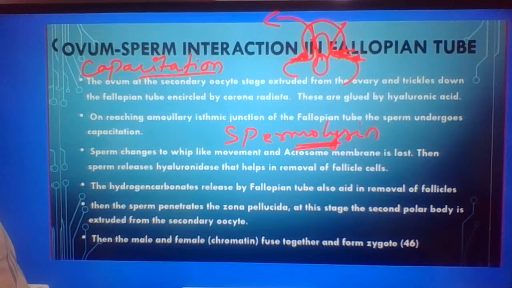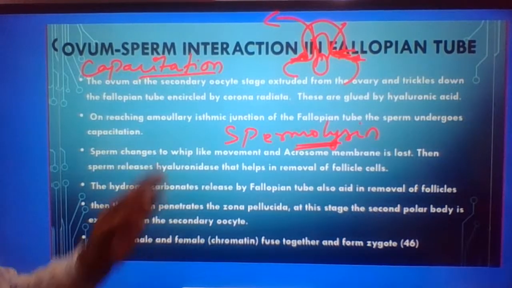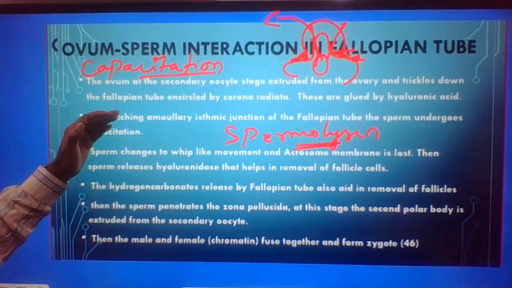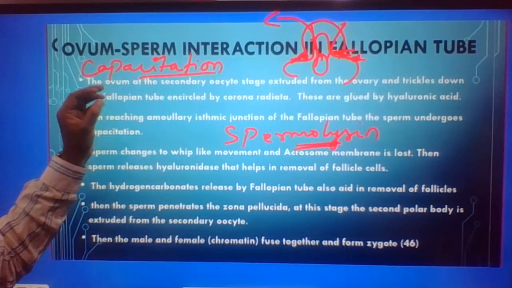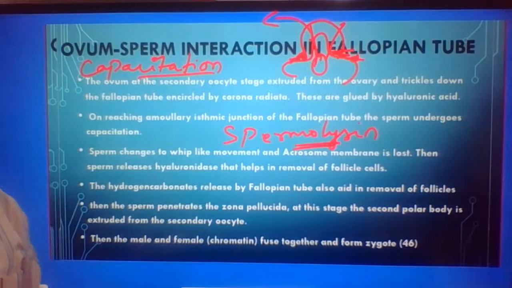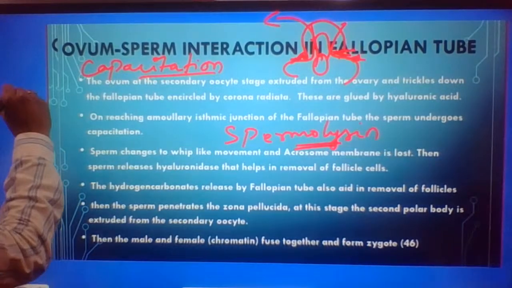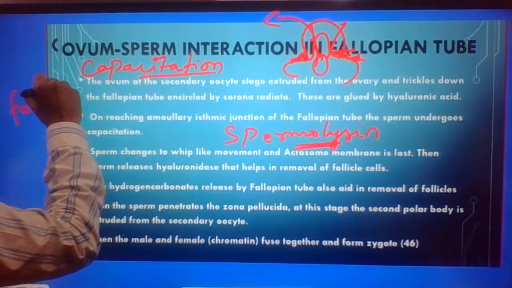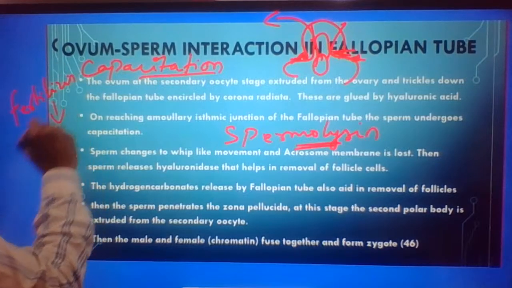Okay, so next, after this capacitation, we go for identification. Once the capacitation is over, we have something called fertilization. Fertilization is secreted by the ovum.